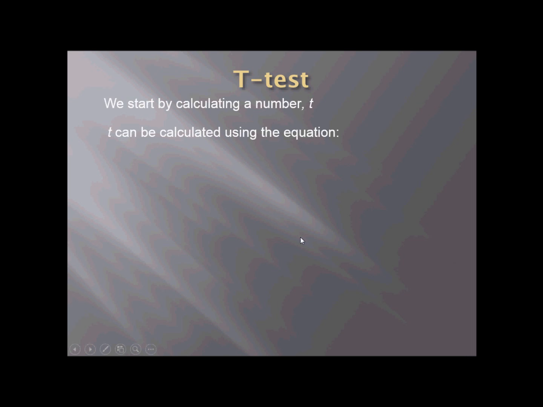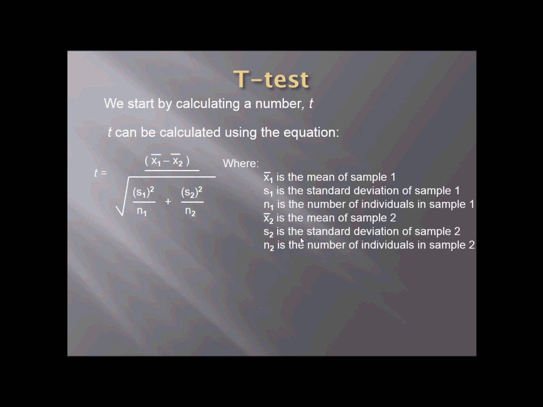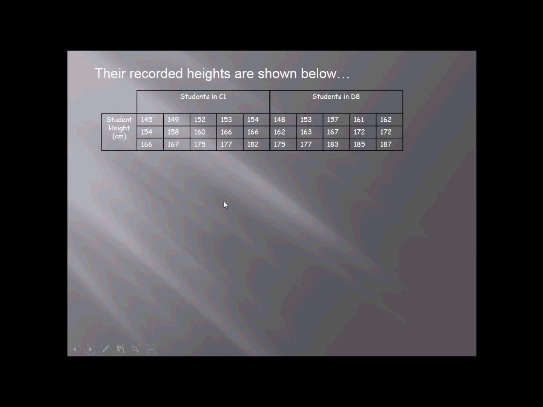Okay, now we start by calculating the t-value, and that's the formula. x̄ is the mean of the sample, s is the standard deviation of the sample, and n is the number of individuals. And you can see the examples. The example random samples were taken and plotted in C1 and D8. And you can see there is C1 data and there is D8 data. Define your hypothesis. The null hypothesis is mu1 equals mu2, and the alternative hypothesis is mu1 is not equal to mu2.